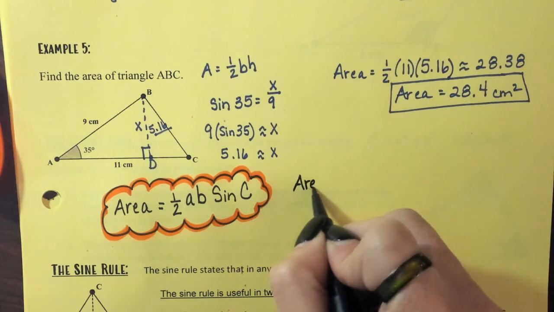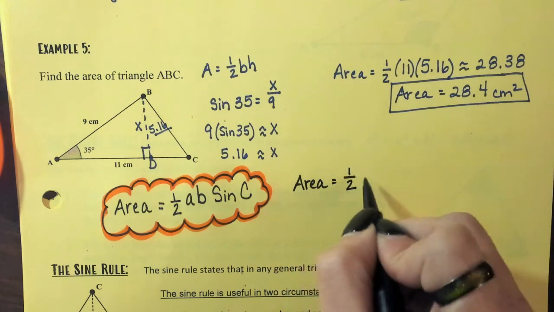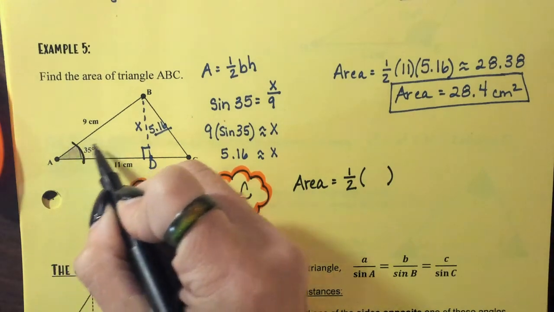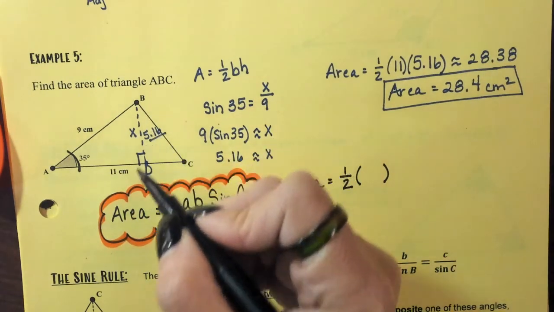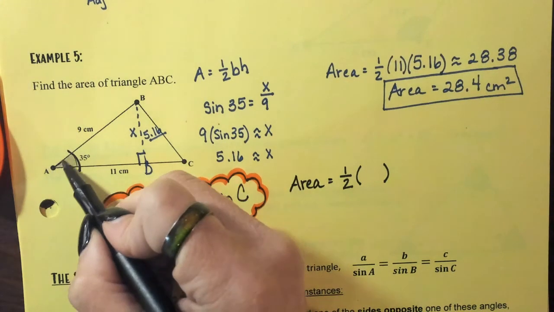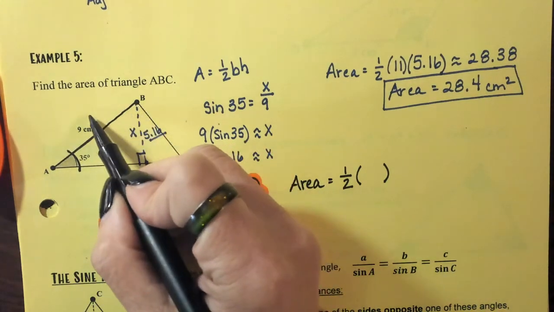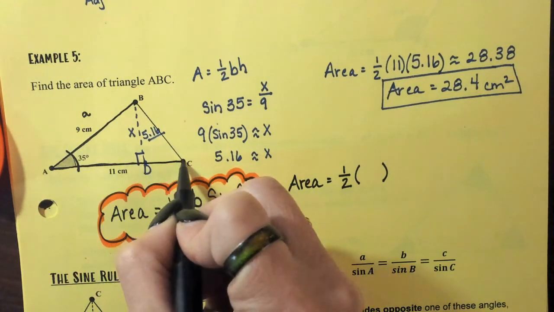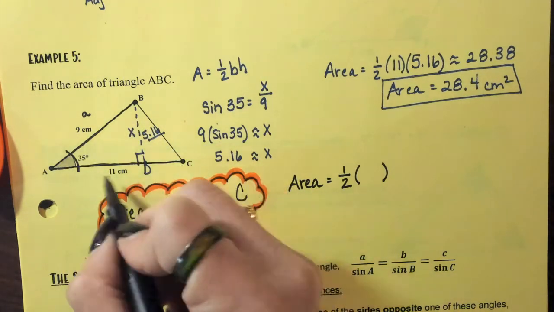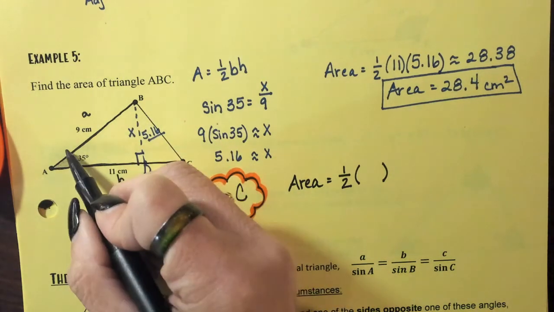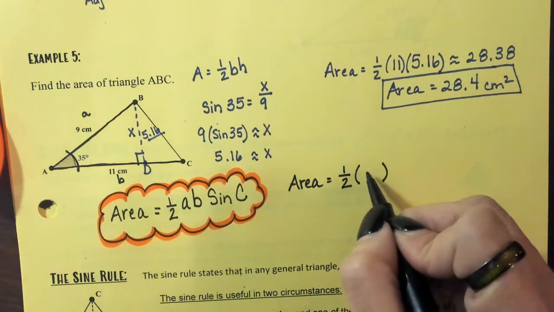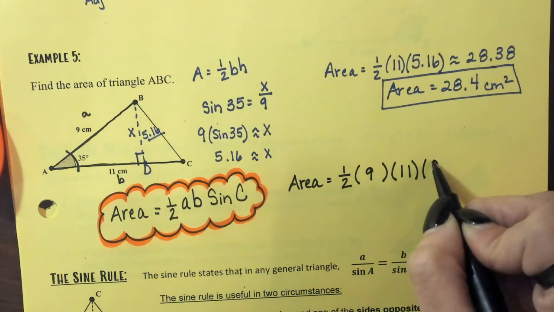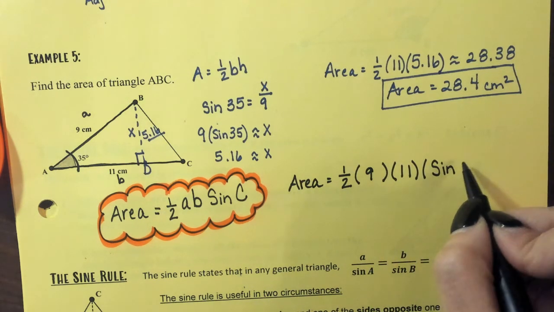Area equals 1/2. We need to find A. Well, here's theta. Across from this would be A and B. A is going to be right, I said across from, I shouldn't have said that. This is going to be A. The other angle, think about it like the angles in the middle, side, angle, side. They have to be touching, so this is B, and this is the angle that we're going to use. So we're going to say 9 times 11 times the sine of 35 degrees.